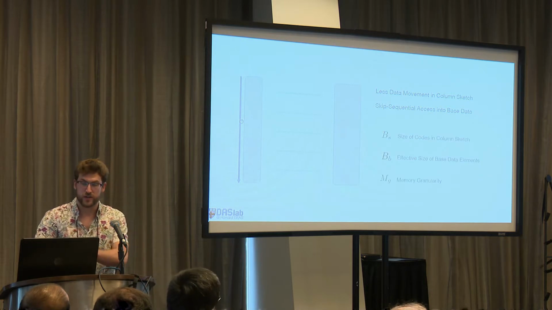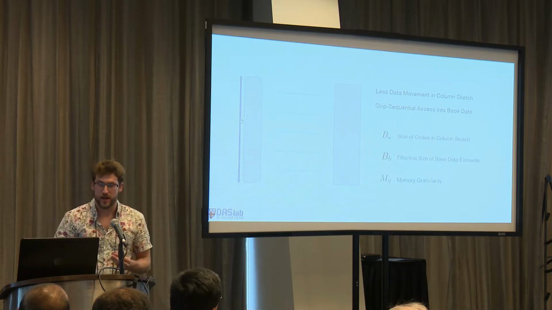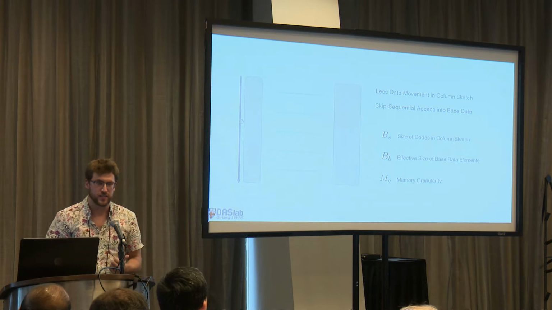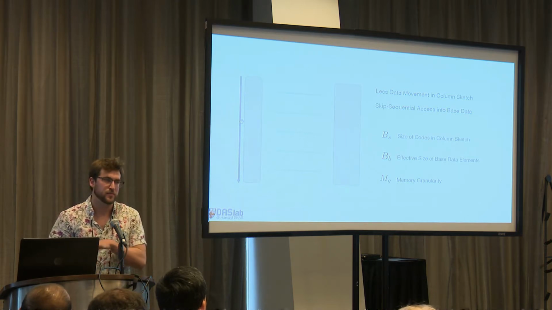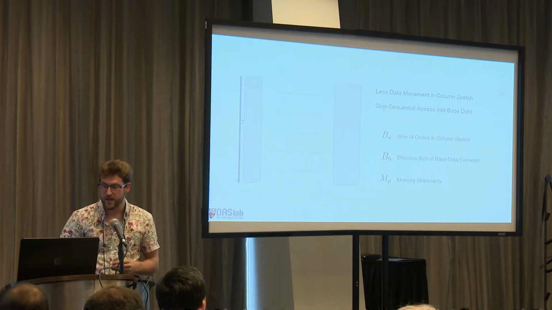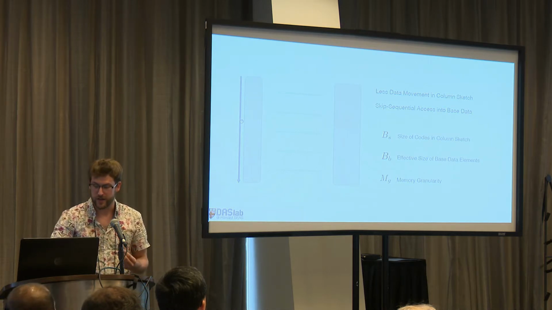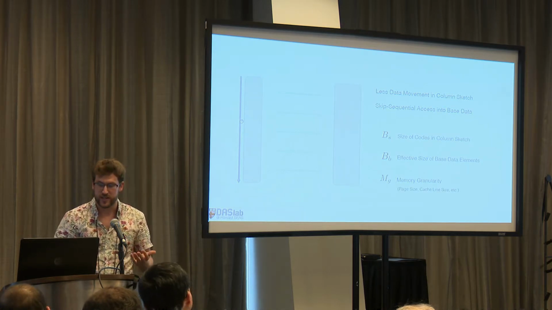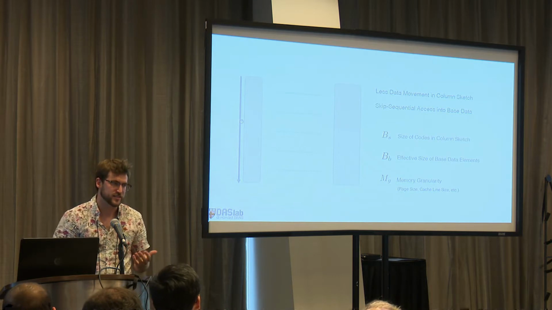So the first thing I'm going to introduce is 3 parameters. The first 2 are the size of the codes in the column sketch and the size of the base data elements. These are now in bytes, and they're no longer in bits. And the third thing is memory granularity, which I just think of as a generalization of page size and cache line size. It's the minimum amount of memory you can grab from that level.